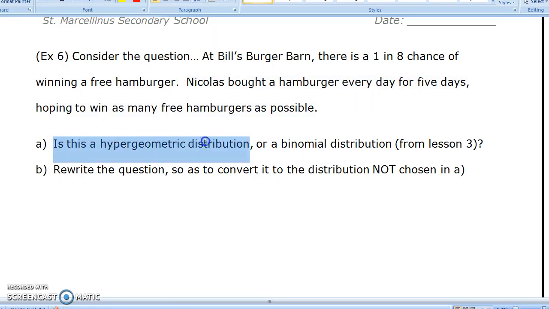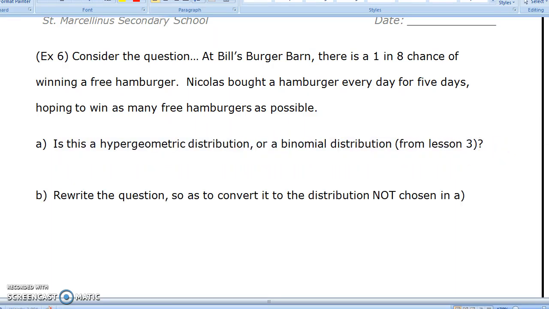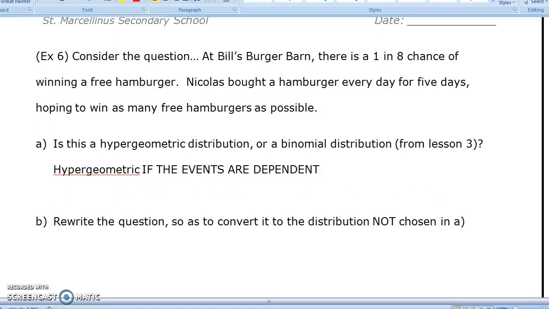Is this a hypergeometric or a binomial distribution? How do we tell the difference? This is the challenge on your test: you just get the question. You don't get what distribution you're supposed to use. So how do you know which one to use? We're going to use hypergeometric if the events are dependent. We're going to use binomial if the events are independent.